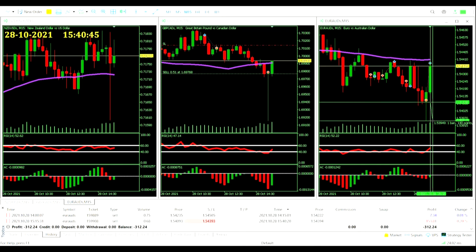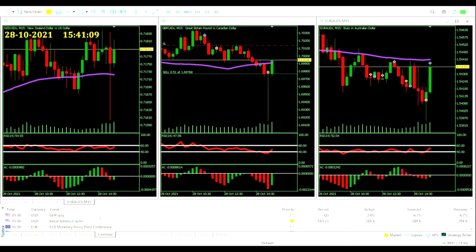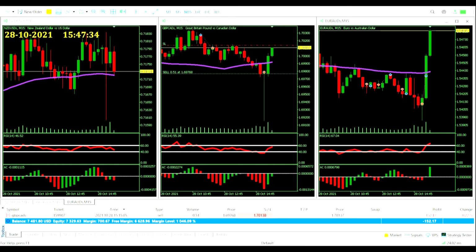How far did that one go? About 14 pips, so maybe if you're rocking a 10 pip take profit, 12 pip, could be good, could be better than this, that's for sure. The GDP quarterly numbers on the US dollar did come in at quite a miss, only a 2% actual against 6.7% forecast. Not the best reading for them. And the initial jobless claims were pretty close to the forecast, 281,000 actual against 289,000.